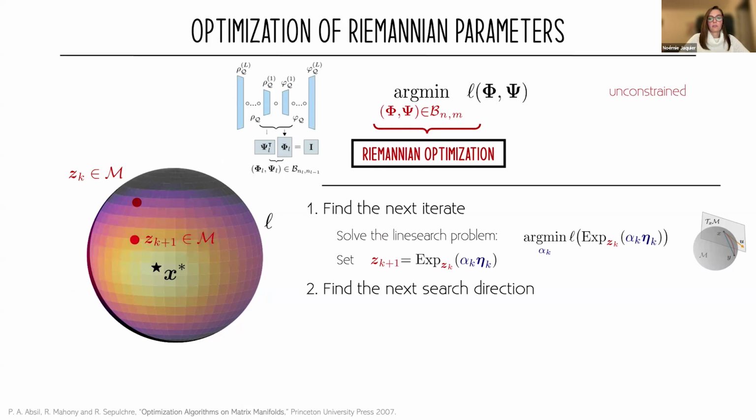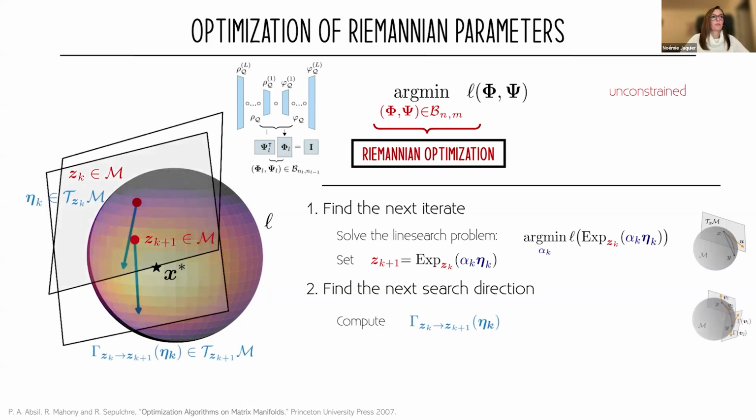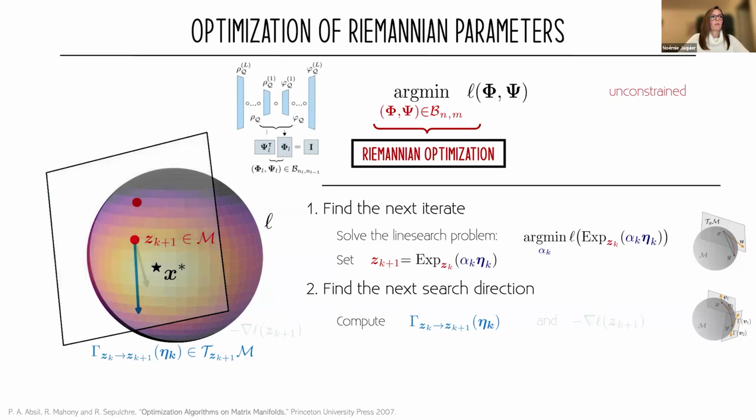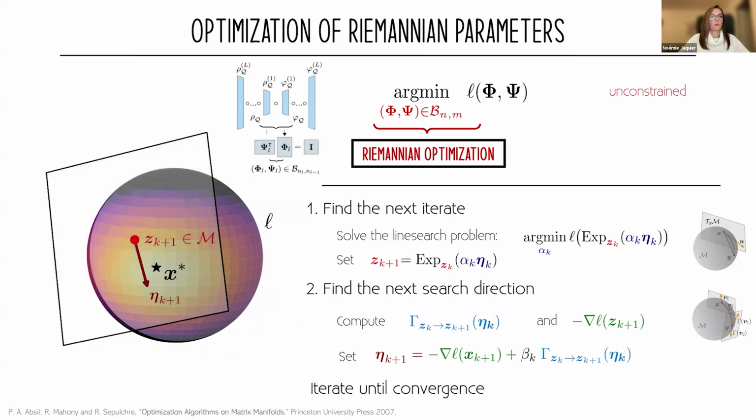Then we want to find the next search direction. Here we first parallel transport the previous search direction from the previous iterate onto the next iterate. Then we compute the gradient of our loss function, which also lies on the current tangent space. The next search direction is a combination of the previous search direction and the gradient. We iterate this until convergence. We include this Riemannian optimization into the optimization of the network, and we use it to optimize the weight parameters of the autoencoder.